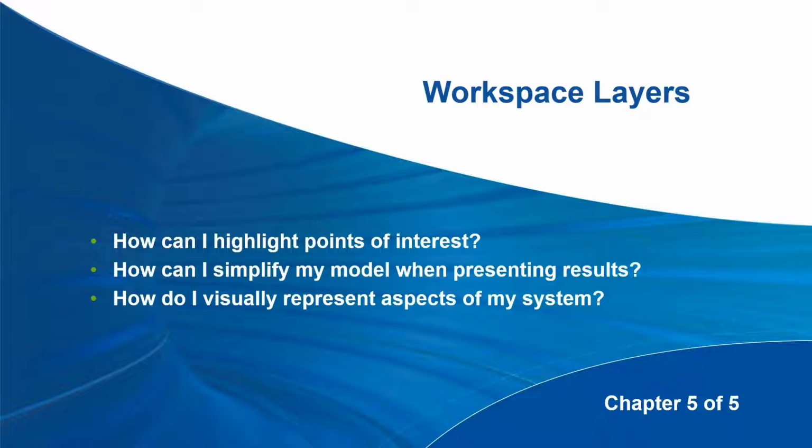So similar to a lot of the other questions that we have in the other chapters, again, how can I highlight different points of interest? How can I simplify my model if I wanted to, again, highlight only the most relevant information? And then how can I visually represent different aspects of my system? So going beyond annotations, what can I do about the objects themselves to make it more intuitive to understand?